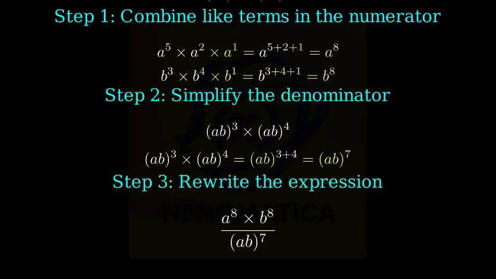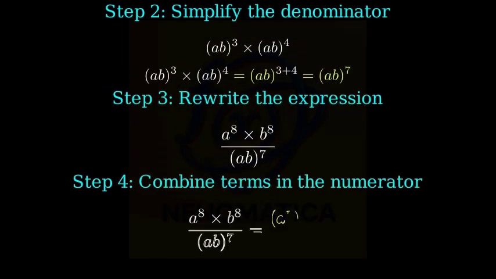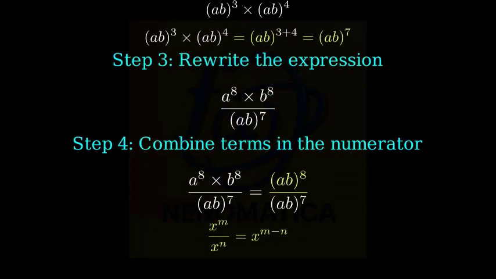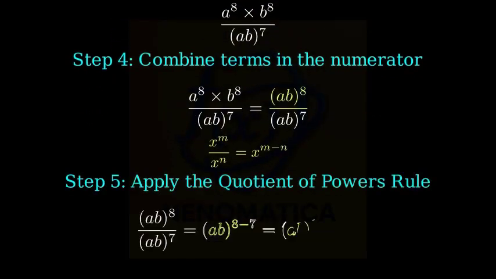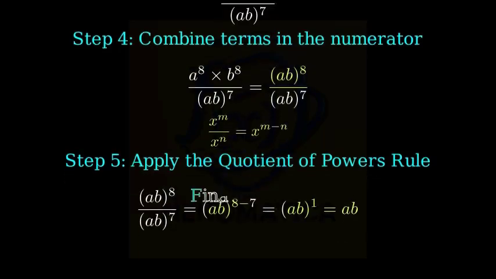Next, we can combine the terms in the numerator using the product to power rule again. A to the 8th times b to the 8th can be written as ab to the 8th power. Finally, we can apply the quotient of powers rule. When dividing the same base with different exponents, we subtract the exponents. So, ab to the 8th power divided by ab to the 7th power equals ab to the 8th minus 7th power, which equals ab to the 1st power, or simply ab. So our final simplified answer for the second example is simply ab.